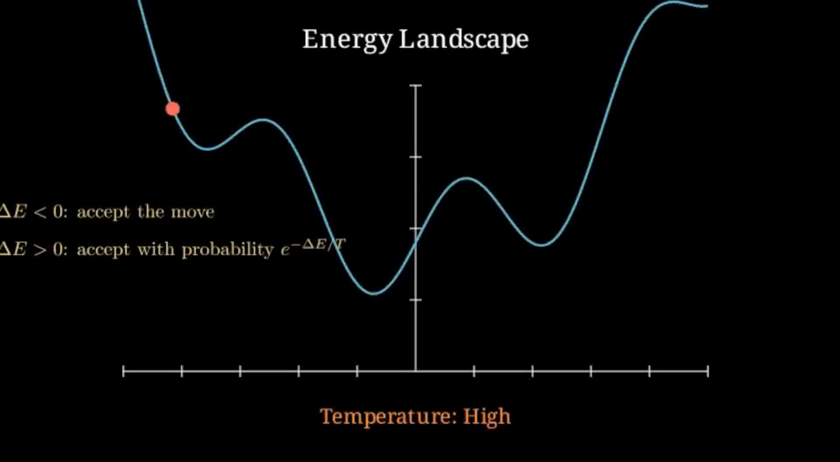If the energy of the particle decreases by a certain move, it automatically accepts the change. If the energy increases by a move, the change is accepted with a probability proportional to e to the minus delta E by t.